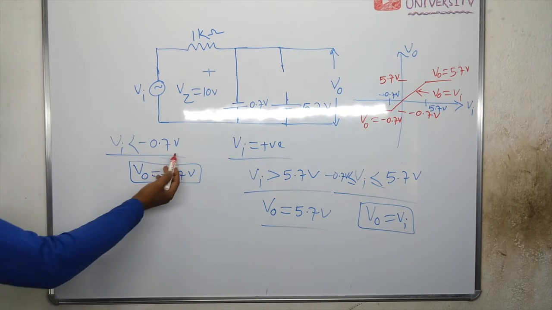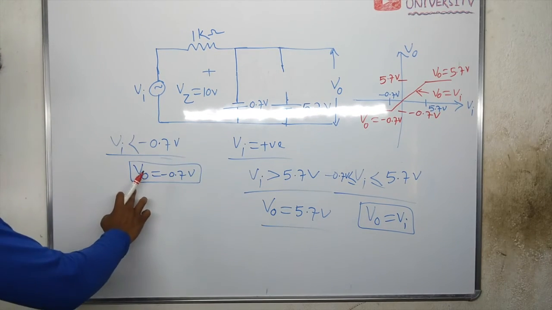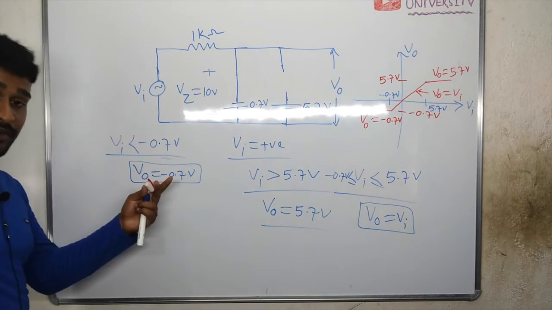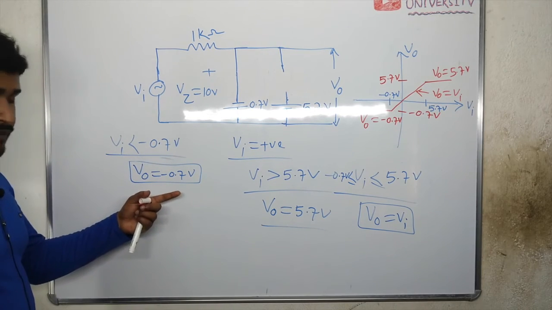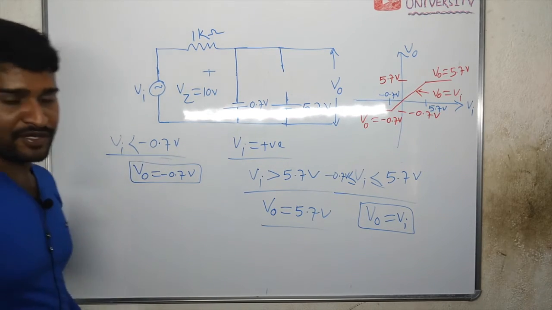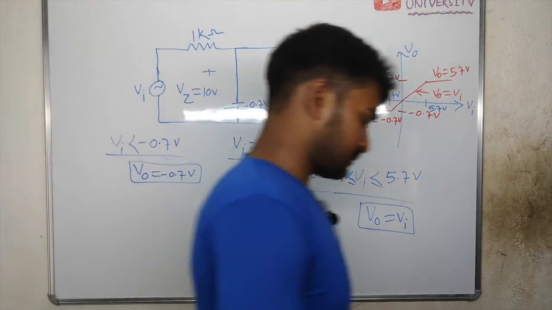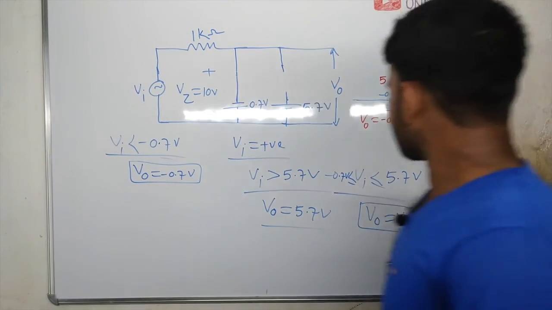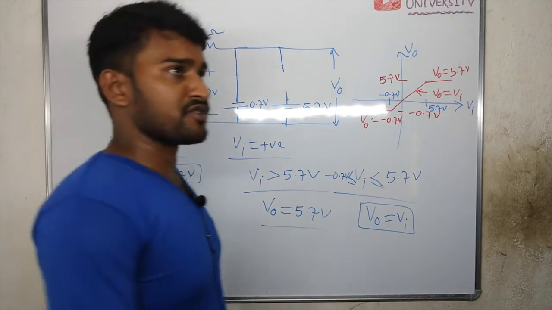So you need to only correct this thing: the output voltage will not be minus 0.7 volt for all values of negative input. V0 will be minus 0.7 volt only when the input voltage is minus 0.7 volt. I forgot to consider this cut-in voltage. So this is the correct transfer characteristics for the circuit, and the option is option C.